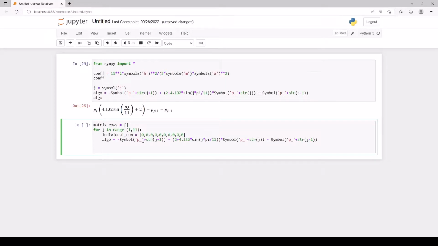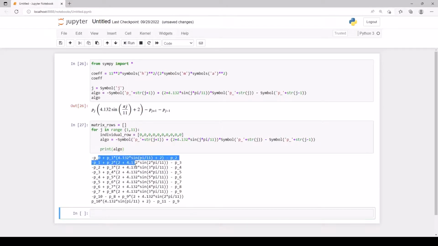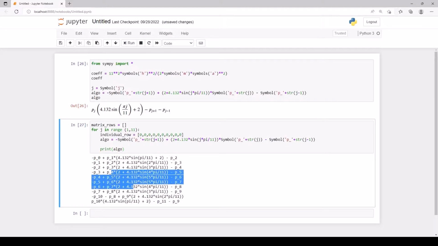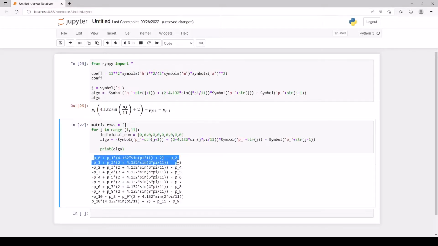And then we have one exception, which is that the first and last rows are not going to have the first and last term. Just to show you what I mean by this, I'm going to print the algorithm in each case. This is going to give me 10 equations, right? And what we see here is the respective coefficients for each individual term. So this first equation is going to give us coefficients for psi 0, psi 1, and psi 2. So these would respectively go into the matrix positions 1,0, 1,1, and 1,2.